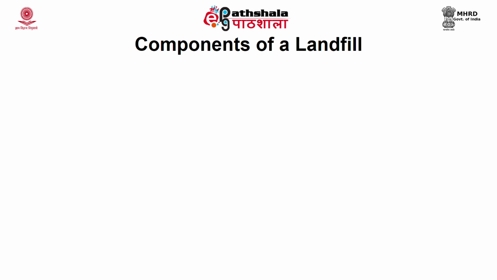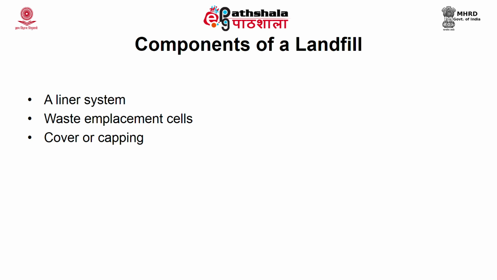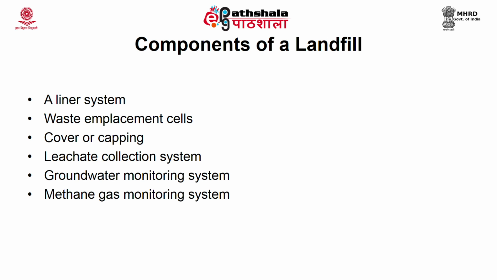Now, you can see there are three major components of a landfill. One is a liner system, the other is the waste emplacement cells. Emplacement means just placing or loading the waste. The third one is a cover or a cap, which is the final closure. When the landfill is full, it has to be closed, that is called landfill cover or capping. Now, the leachate collection system, groundwater monitoring system and methane gas monitoring system are for monitoring the landfill.